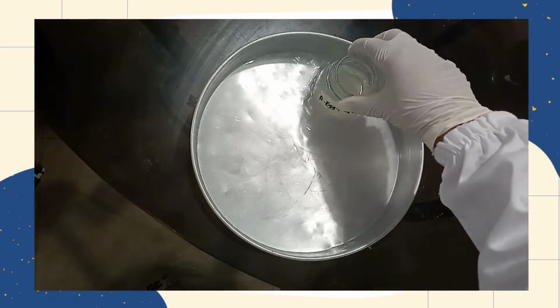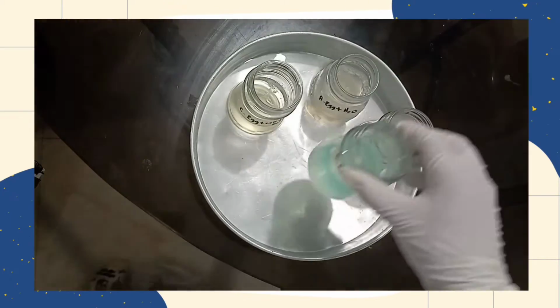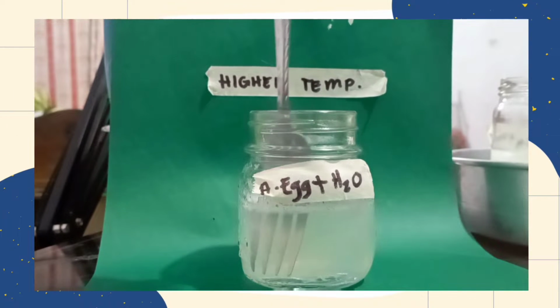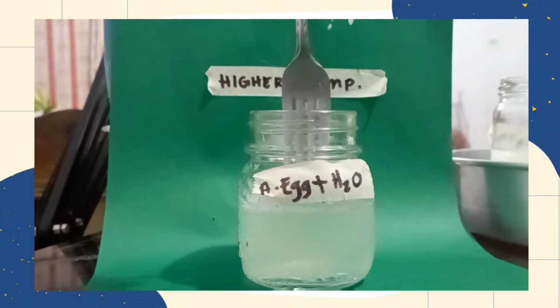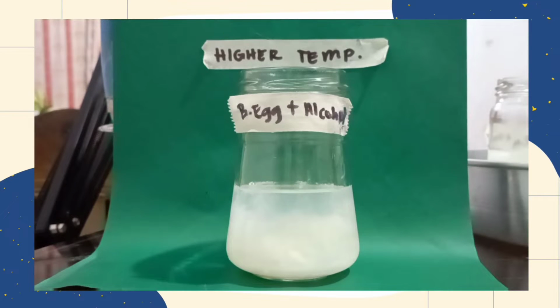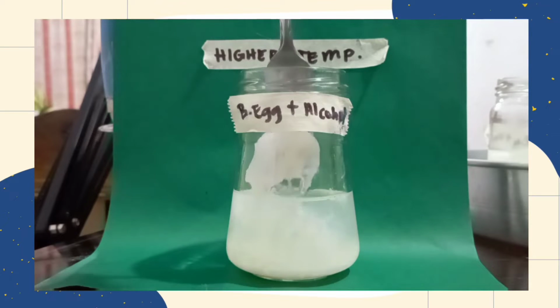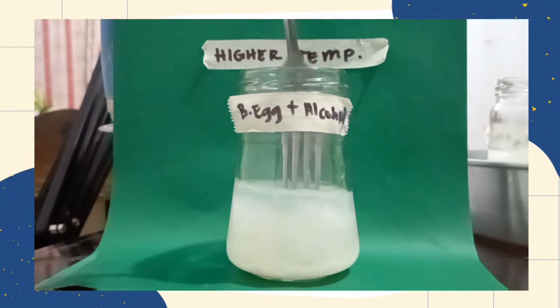After immersing the jars in hot water, here are the results. On the first jar, the egg whites formed in solid form and the solution became cloudy. On the second jar, the egg whites turned into big and solid white, and the solution became cloudy.